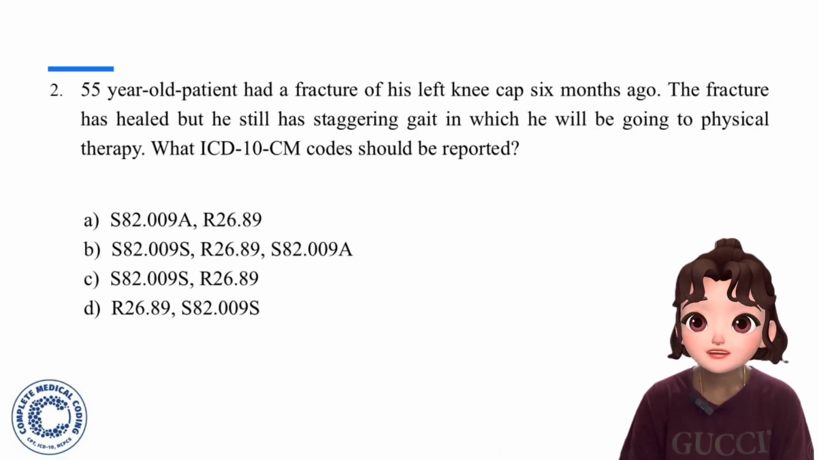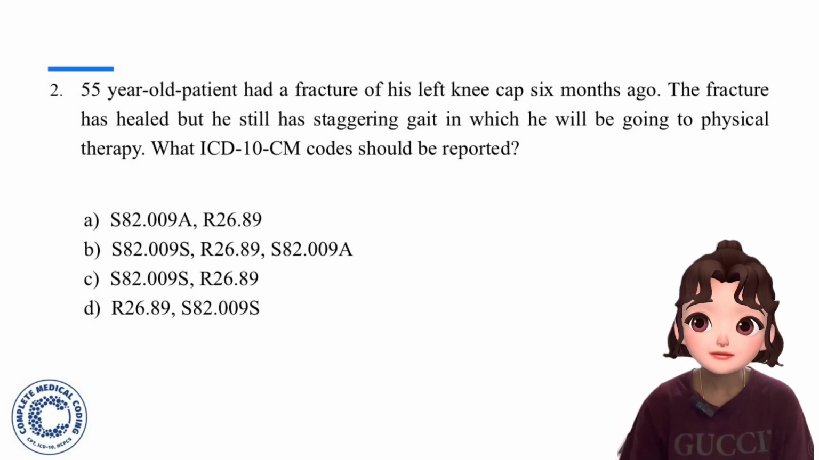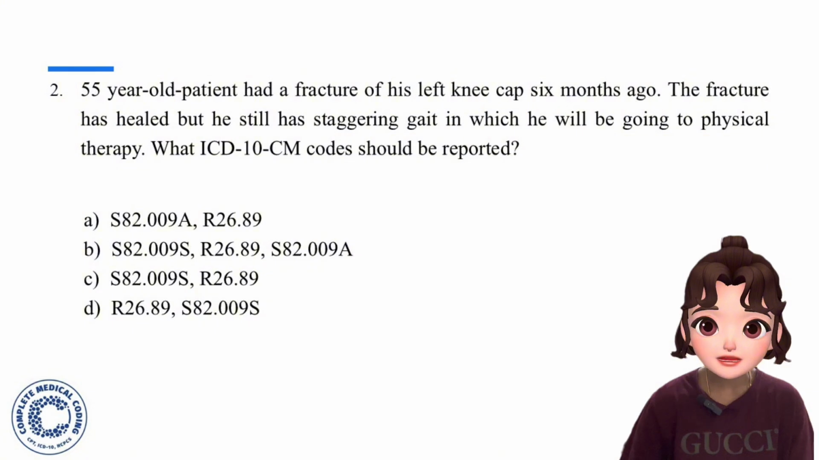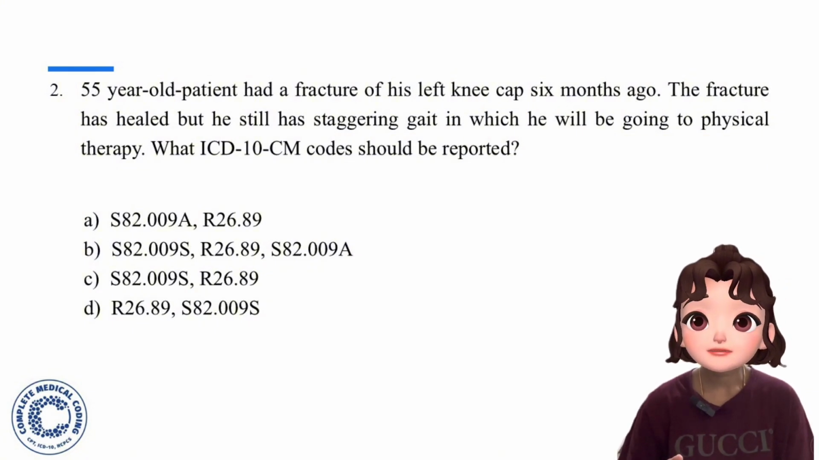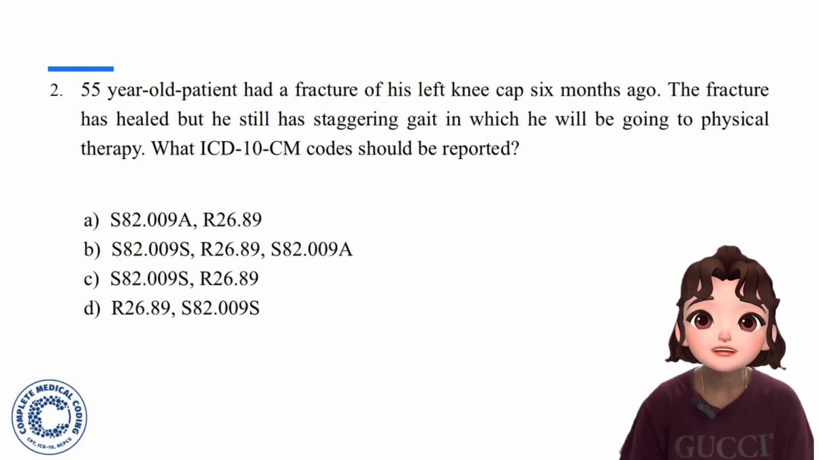A 55-year-old patient had a fracture of his left kneecap 6 months ago. The fracture has healed, but he still has staggering gait for which he will be going to physical therapy. What ICD-10-CM codes should be reported? The patient had a fracture 6 months ago, and because of that fracture, he is still staggering with a gait, right? And then he is undergoing physical therapy. So what is the ICD diagnosis here? It is fracture of left knee. That's what you need to code.